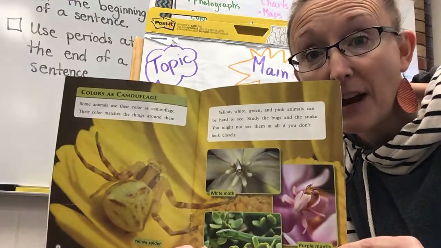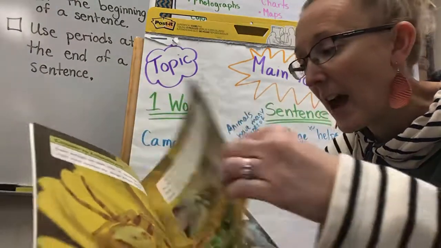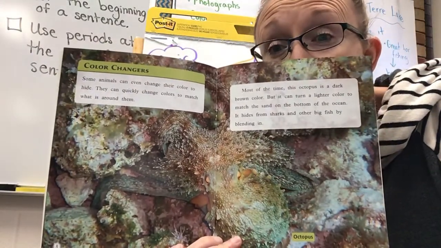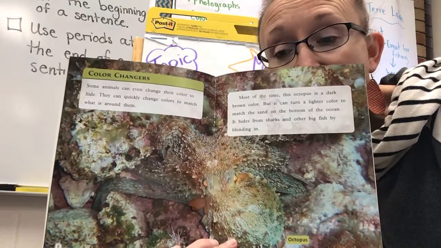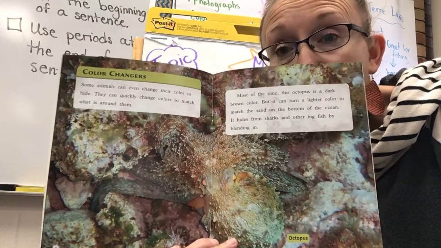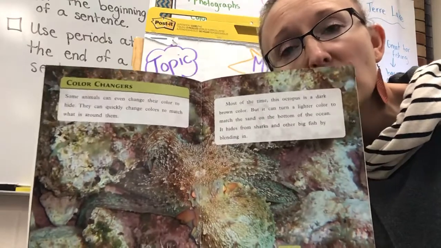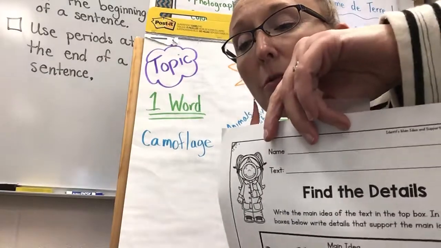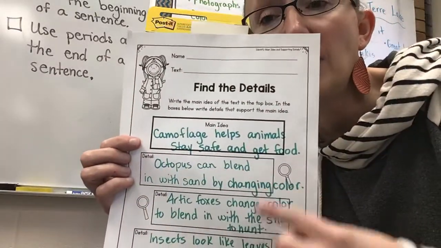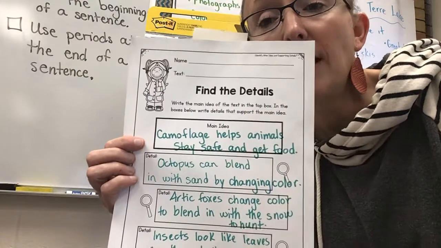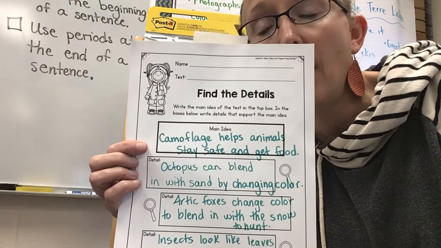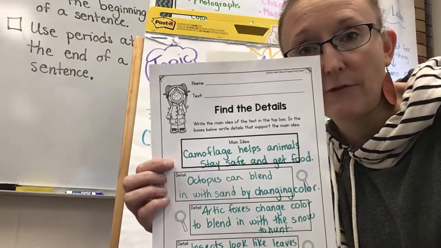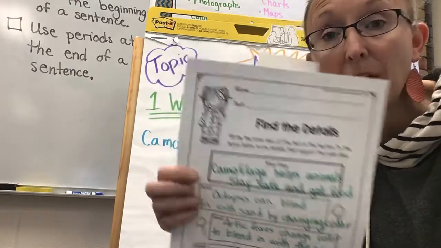Let's see. This was one spot, right? Color. I decided to use this one especially because on this page they talk about how the octopus changes colors to blend in with the sand to avoid being eaten by a shark. This is proof that this book is trying to teach me that camouflage helps keep animals safe. So I wrote that on here in the first detail box. How is the book telling me that camouflage keeps animals safe? Well, because octopuses blend in with the sand by changing color to avoid being eaten. That's one example the book gave me.